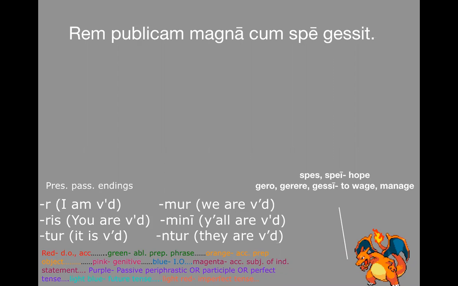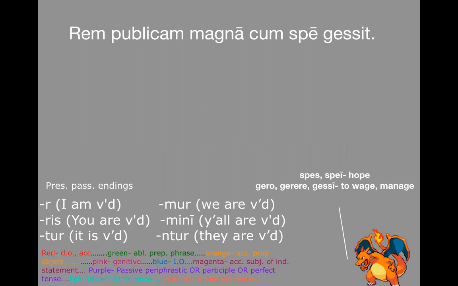But okay, rem publicam magna cum spe, gessit. So they're showing us a new fifth declension word. Spe there is the ablative of this word, spes. I guess you would pronounce it as spe, like a long E. That's weird, but it means hope. How do you remember that? Despair is the opposite of hope. So anyway, rem publicam is a direct object.